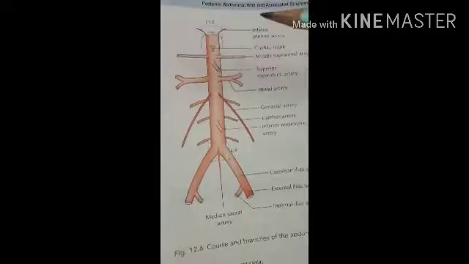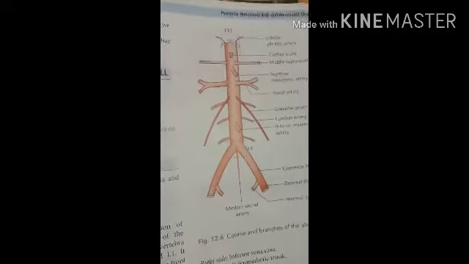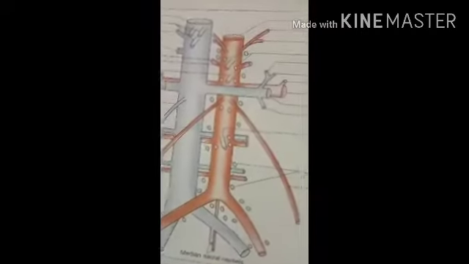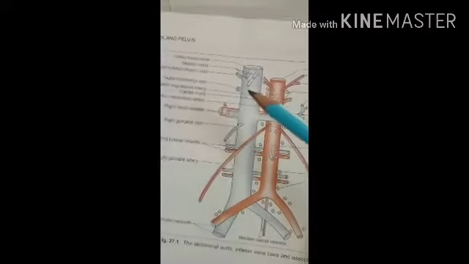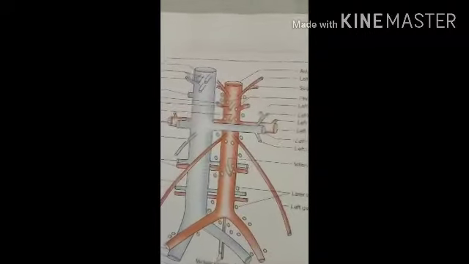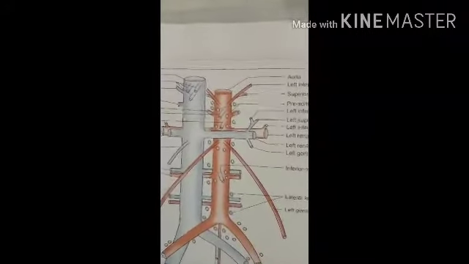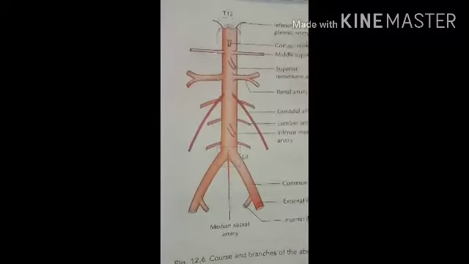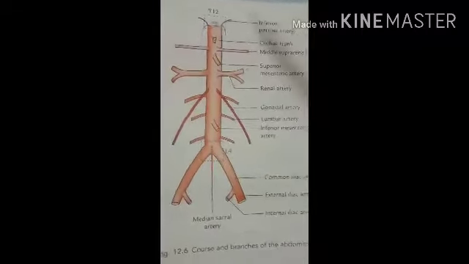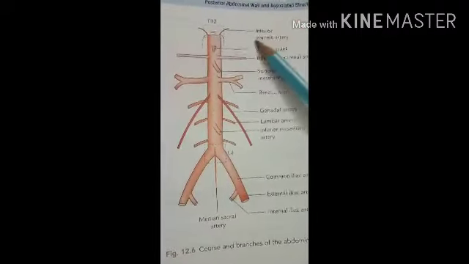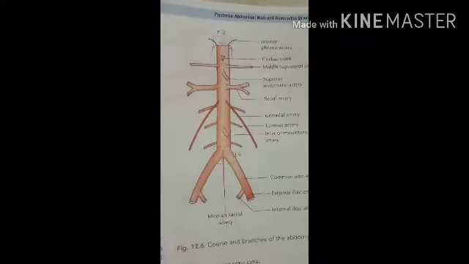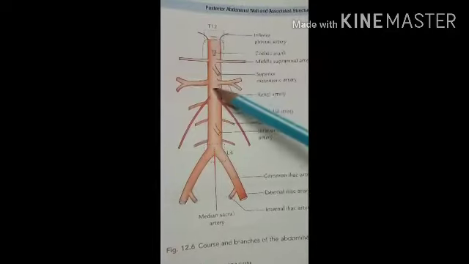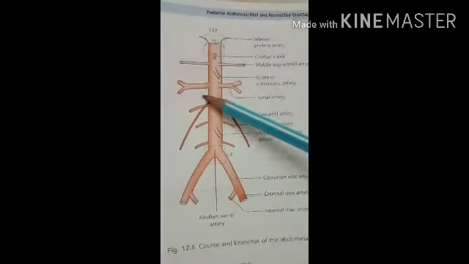Then the three paired branches. For this we have to see another diagram. In this diagram you can see the paired arteries of the abdominal aorta. The first artery is the inferior phrenic artery, which supplies the inferior surface of the diaphragm. Then the second major artery is the right and left renal artery, which supplies the kidneys.